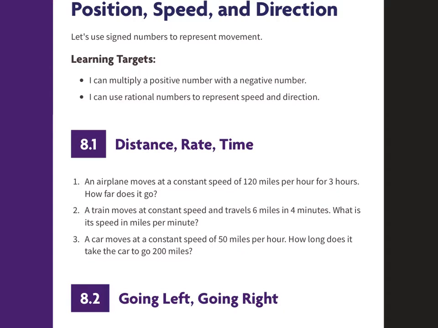Let's use signed numbers to represent movement. So the I can statements: I can multiply a positive number with a negative number. I can use rational numbers to represent speed and direction. So distance, rate, and time.